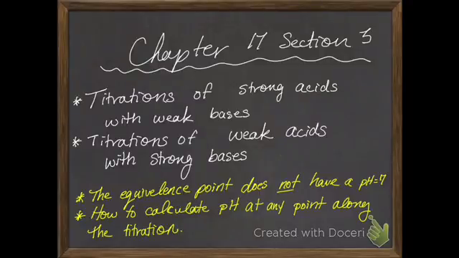Hello everyone, welcome to Chapter 17, Section 3. We're going to take a look at titrations of strong acids with weak bases and weak acids with strong bases. But we're also going to take a look at why the equivalency point does not have a pH of 7 when you do those types of titrations.